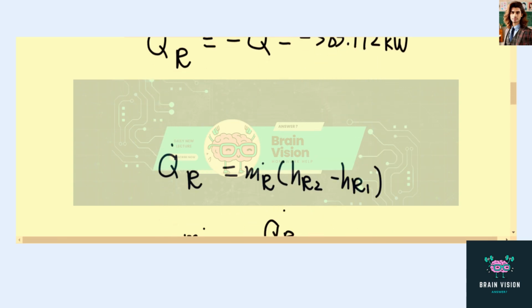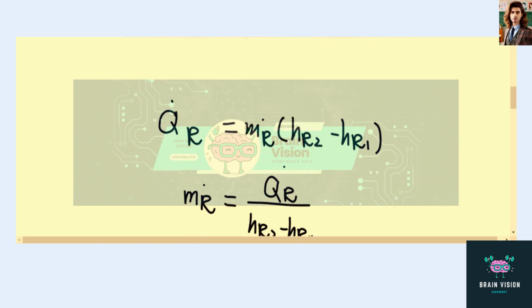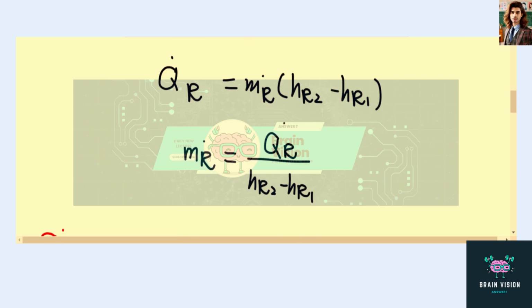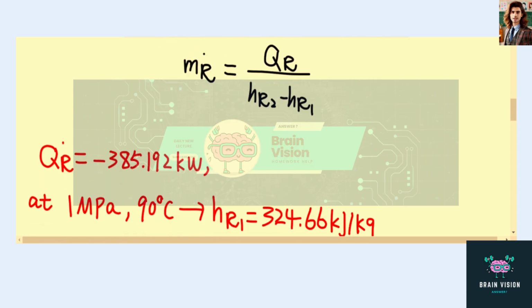We know Q dot R can be equal to MR dot times HR2 minus HR1. MR dot here is the mass flow rate of the refrigerant we are looking to determine. HR2 is the final enthalpy for the refrigerant 134A, and HR1 is the initial enthalpy for the refrigerant 134A. So if we do some arrangement here, we have MR dot is equal to QR dot over HR2 minus HR1. We know QR dot is negative 385.192 kilowatts.